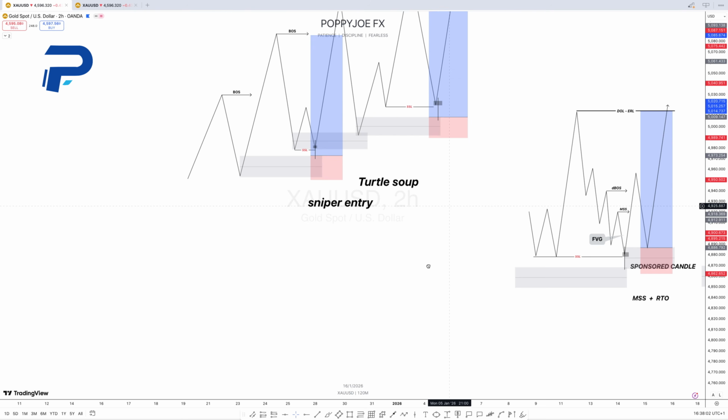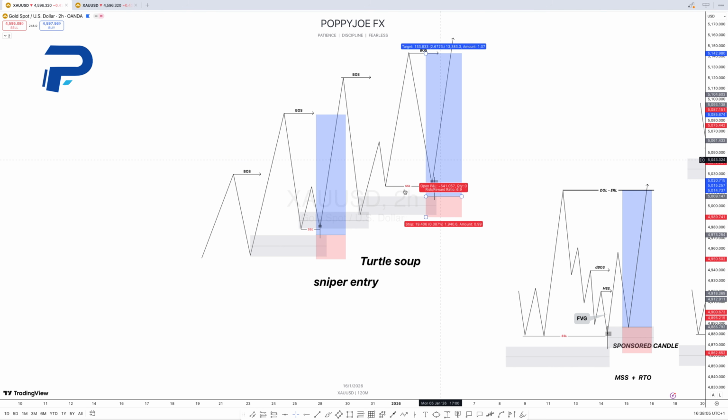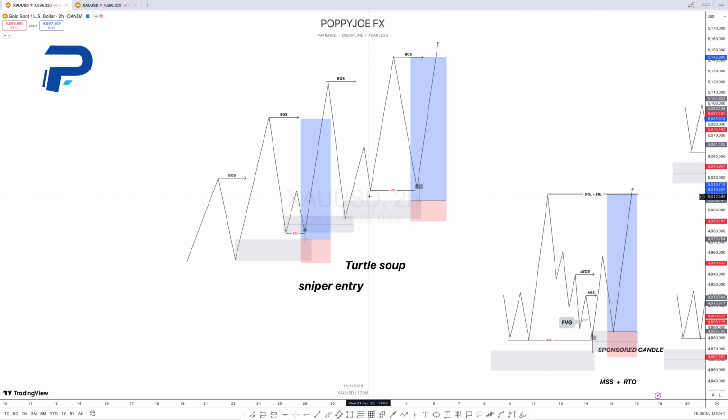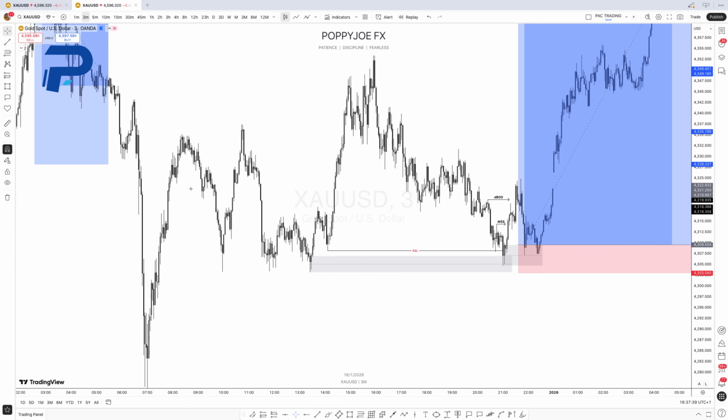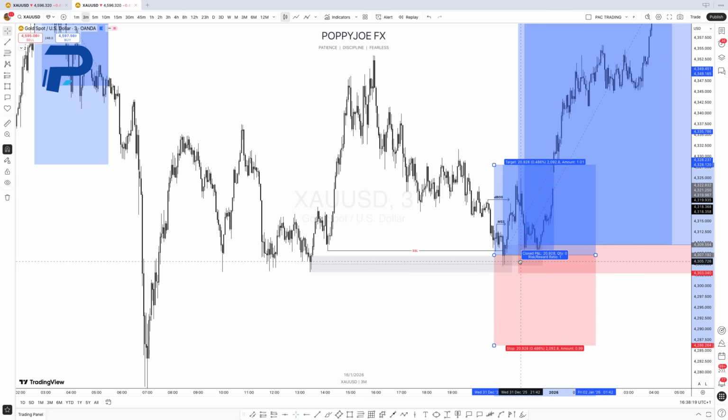And then look at this particular entry model I mentioned earlier, the one of internal liquidity, right? So we have a POI and we have internal liquidity before it. This is exactly the example. This is the POI, this is the internal liquidity. So if you want to place your entry at this point immediately, that entry would have been taken as a sniper entry, right? The aggressive entry without confirmation.